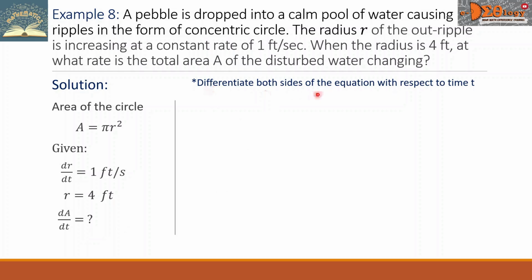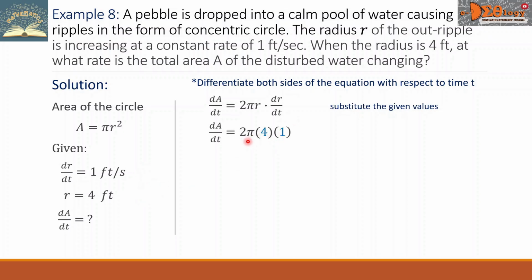Next, we differentiate both sides of the equation with respect to time t. So this A on the left becomes dA over dt equals the derivative of pi r squared. Pi is a constant, the power 2 comes down, and the r. Then 2 minus 1 is 1, times dr over dt. Then we substitute the given values. So we have 2 pi, the r now becomes 4, and dr over dt is 1. When we simplify this, we get 8 pi. Unit of measurement is square feet per second.